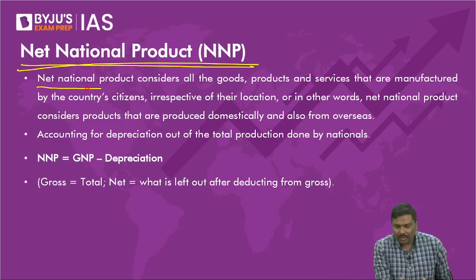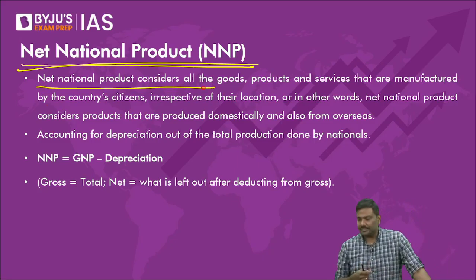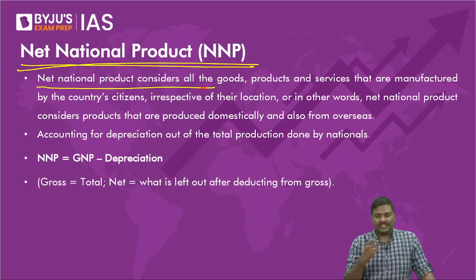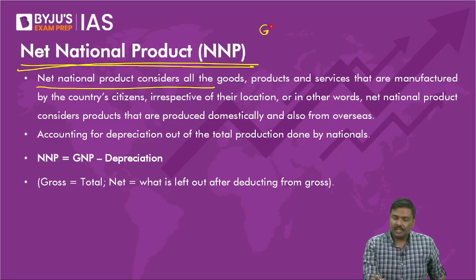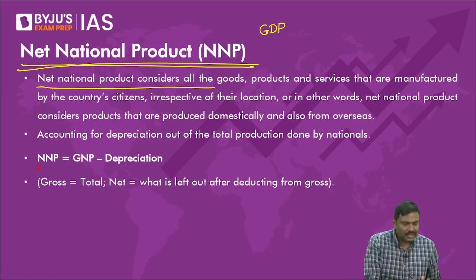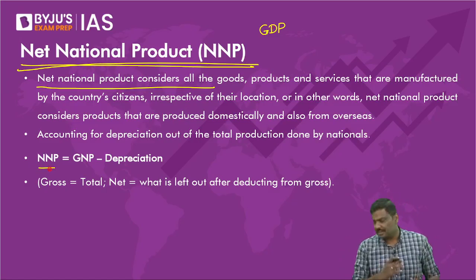Now, have a look at this. How can we calculate net national product? First, you can start with GDP. There are two ways. You can directly write like this: NNP is equal to GNP minus depreciation.